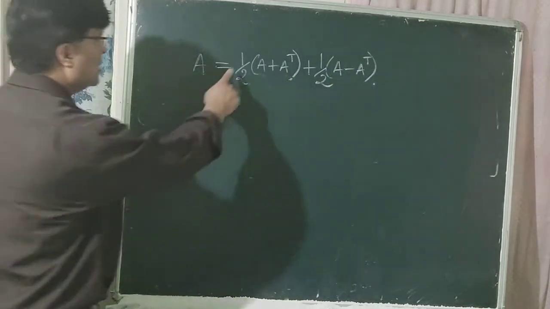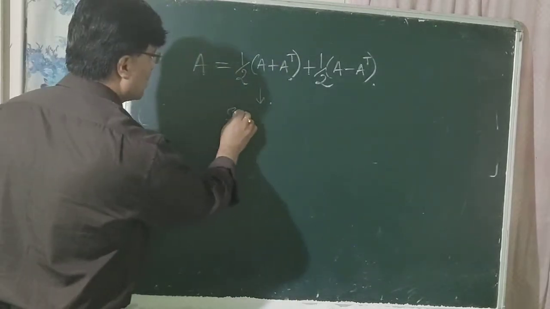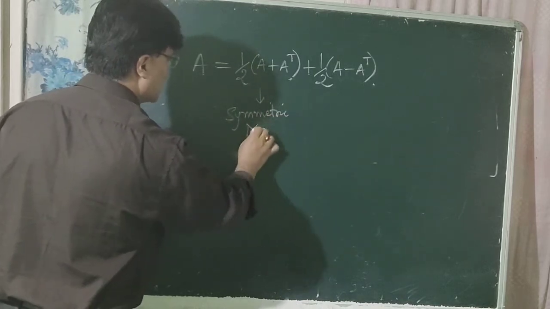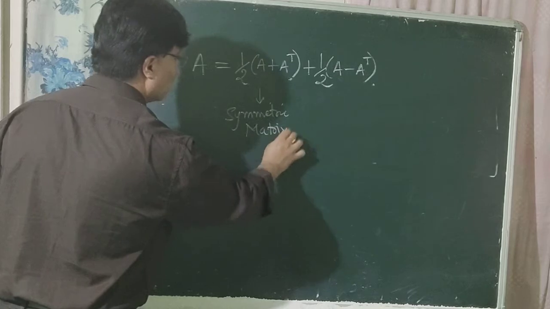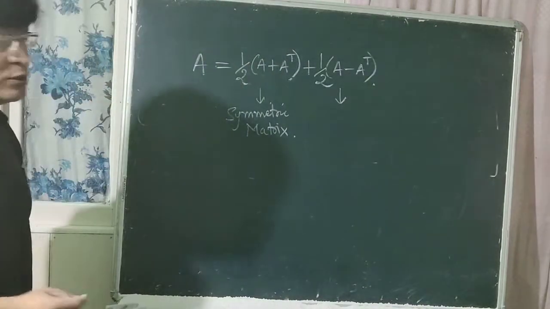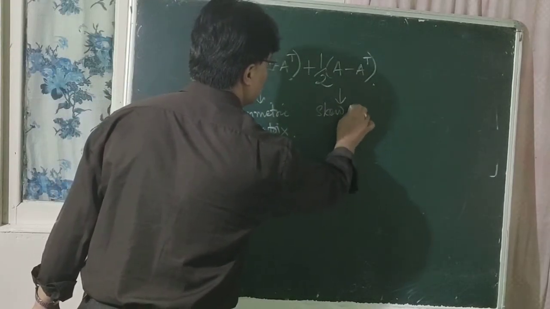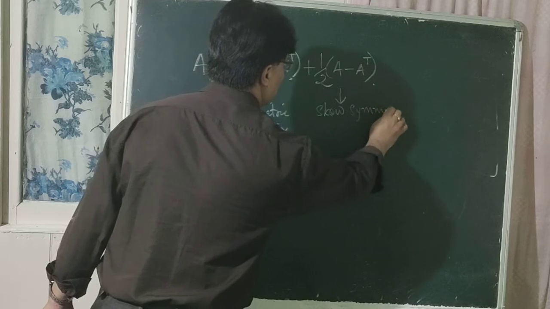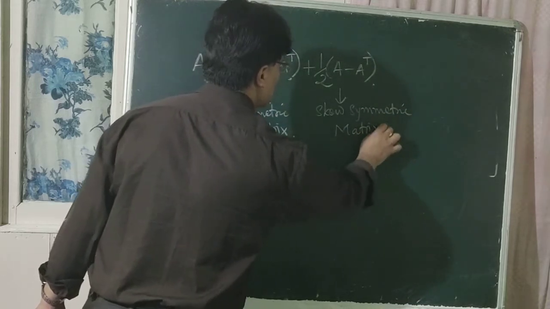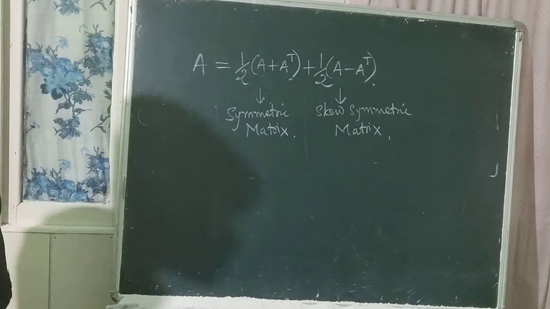That means this half into A plus A transpose will be the symmetric matrix. So automatically this will be the symmetric matrix. Okay, and this second term will be the skew symmetric matrix. This second term is the skew symmetric matrix. Okay, so I think you have understood it.